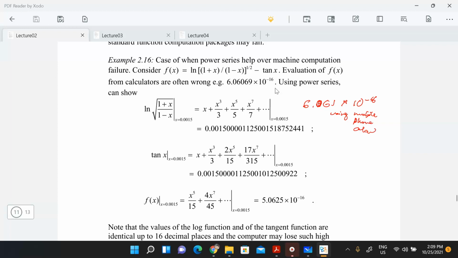The actual answer is given here. So why is this happening? It is because when you use certain computers or certain programs, for that matter, or calculators, much worse are calculators, they have rounding errors. Now, if you evaluate your log function using power series, that means you have this difference between the two terms, and then you evaluate the individual terms first before taking the difference between the two.